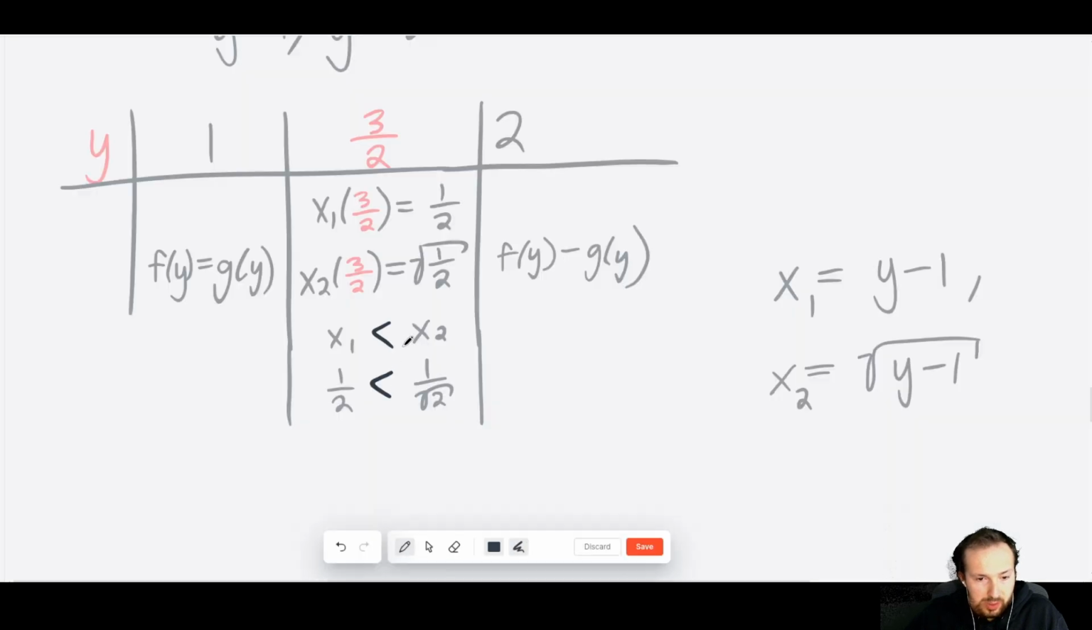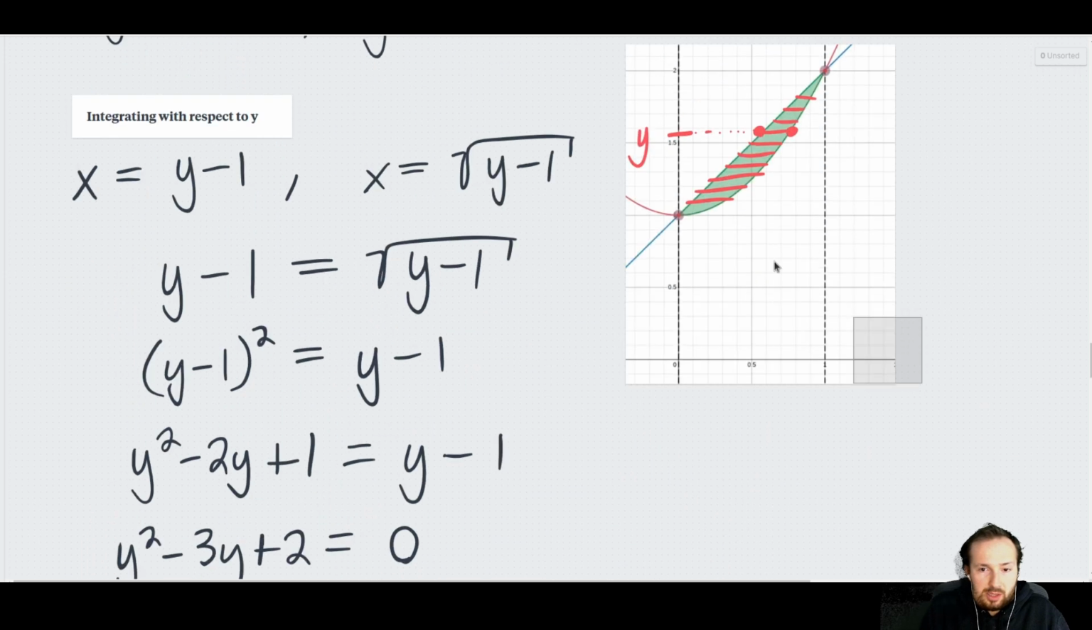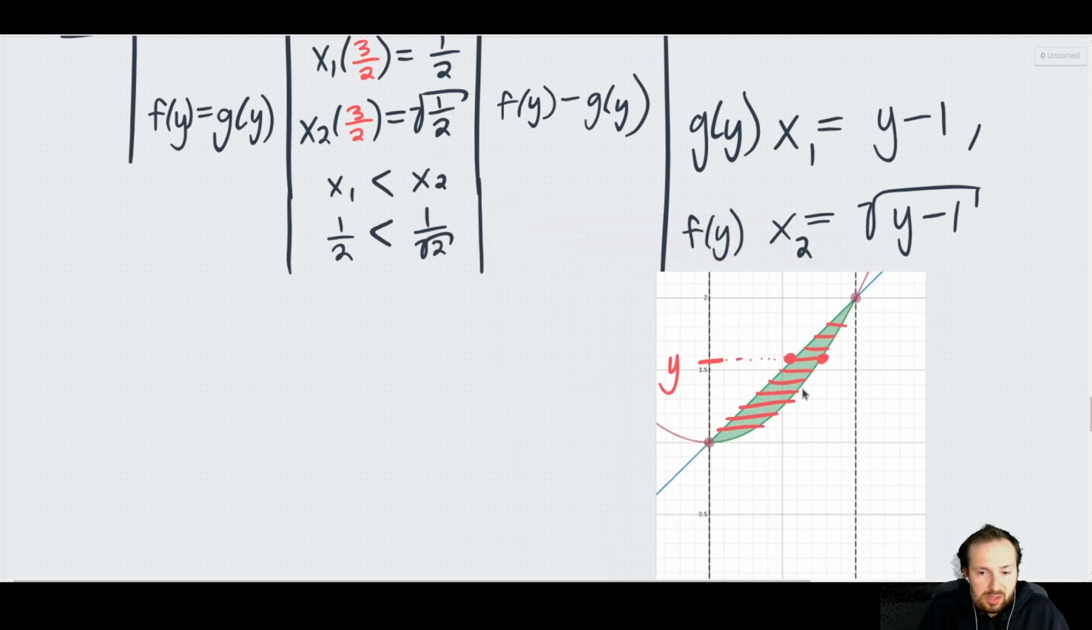So x2 is actually bigger, which means that this function, this one is f of y, and this one is g of y, which, by the way, is what we said at the very beginning. That's what we predicted just by looking. We could tell that that's the rightmost curve. But here you can tell numerically, without having to visualize anything at all, that the red one, which is square root of y minus 1, is the rightmost function across the entire interval.